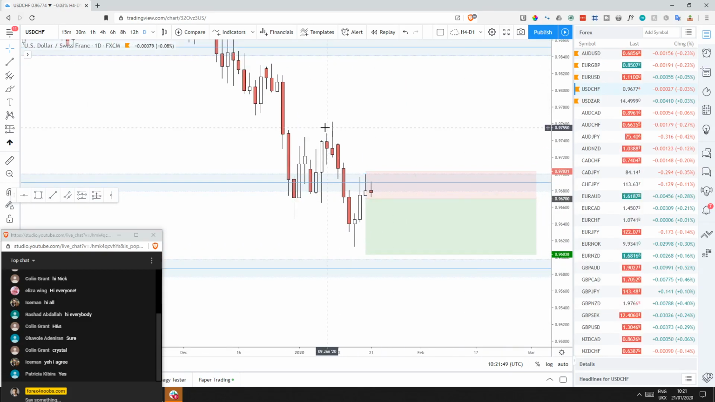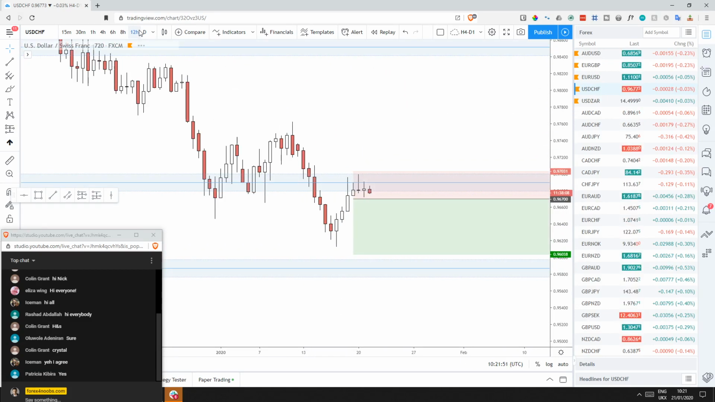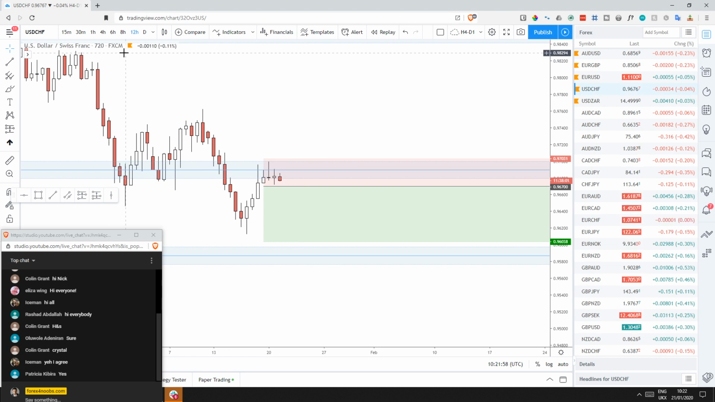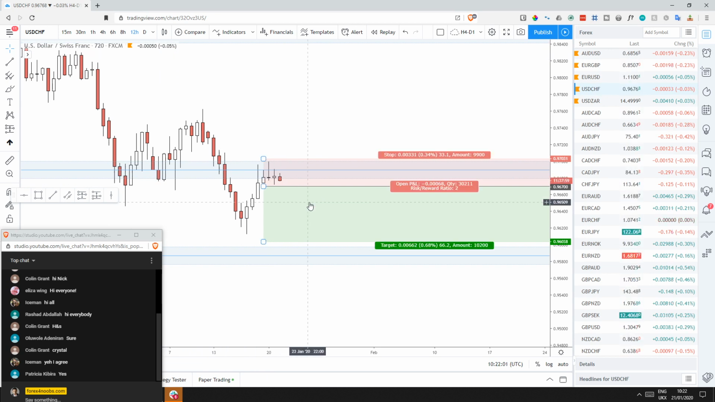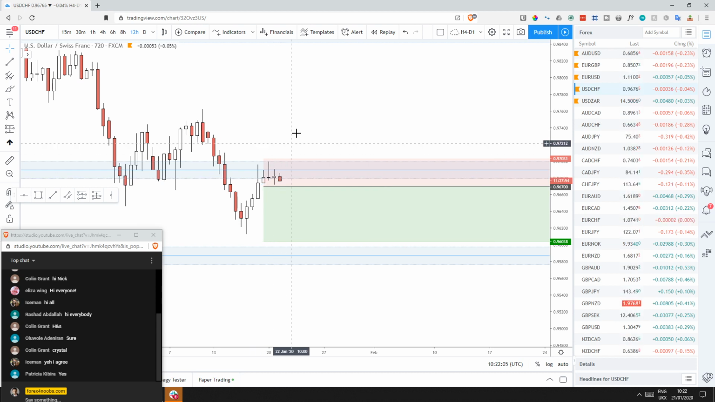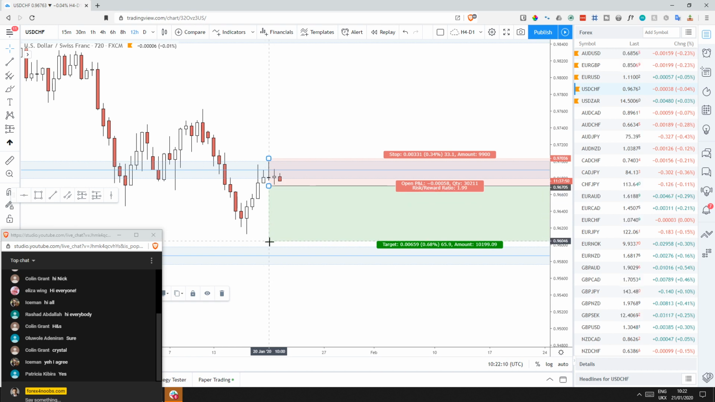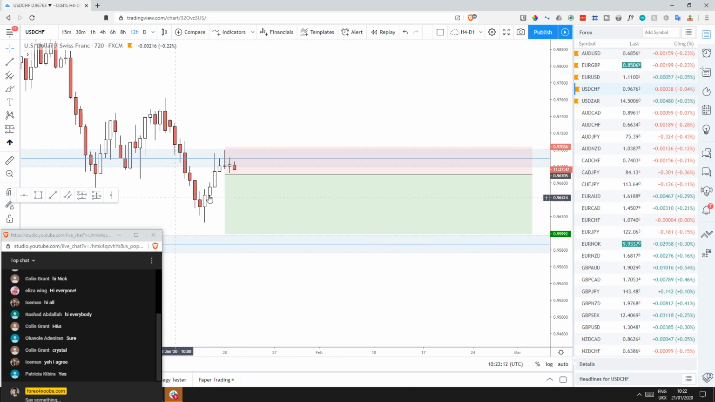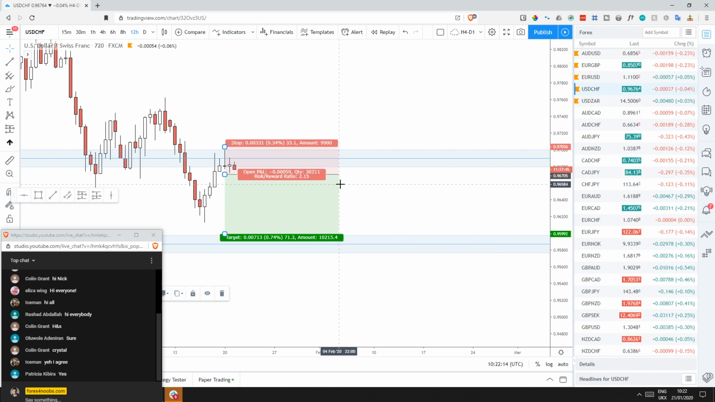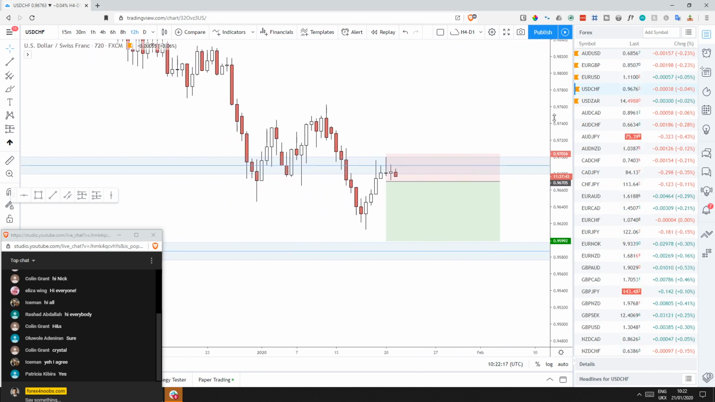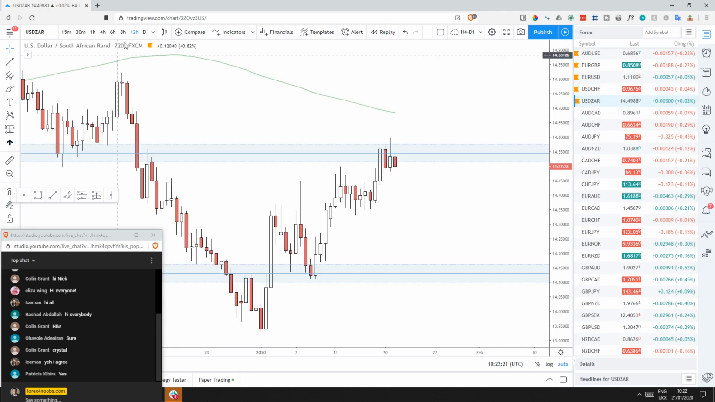Honestly, I don't really like this setup, I have to say. I don't see any clear entry points. But yeah, you could enter on a new low, beyond yesterday's candle, but it's a bit of a risky one, guys. Keep an eye on it, I would say. If you want to enter it, there is potential for a short here on USDCHF. I don't particularly like it, but there you go.